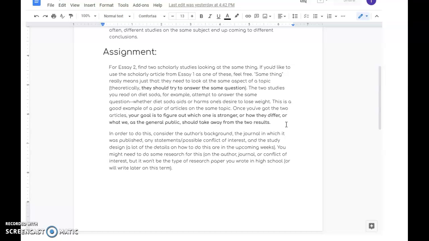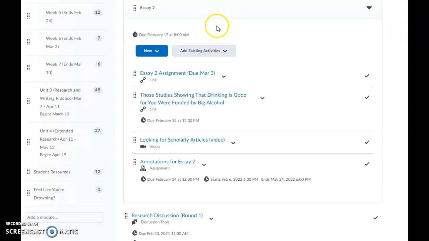So, in order to do this, I want you to consider the author's background, the journal in which it was published, statements, possible conflicts of interest, the study design. A lot of these details are going to be coming up in the next week's work, okay? So don't worry about the bits and pieces of how we're going to go about doing this, but I want you to start this week by finding those two articles that really try to answer the same question and which you'll use for essay 2, okay? All right. Okay, so that's essay 2 assignment.